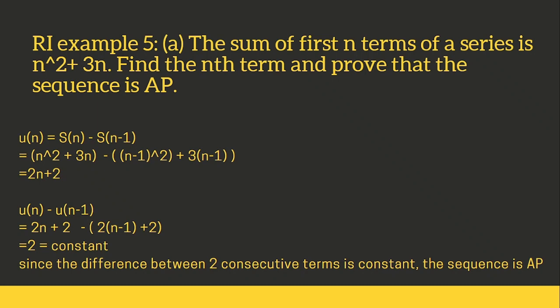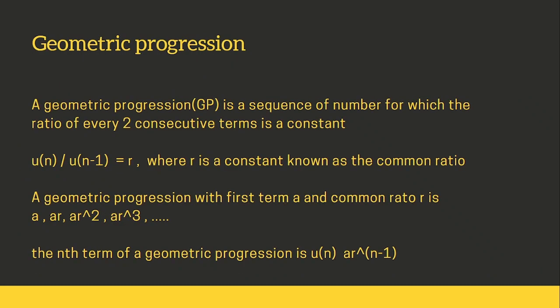Then, with that, we know un. To prove it, we need to prove that un minus un minus 1 is a constant. So that's what we do. 2n plus 2 minus 2(n minus 1) plus 2, you get 2, which is a constant. And so since the difference between two consecutive terms is constant, the sequence is therefore an arithmetic progression.